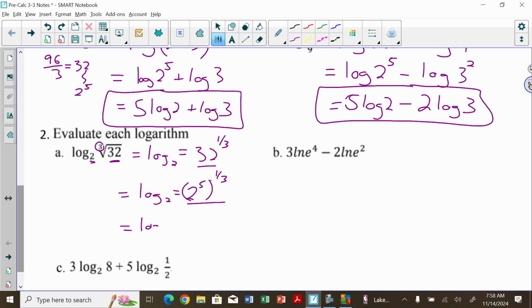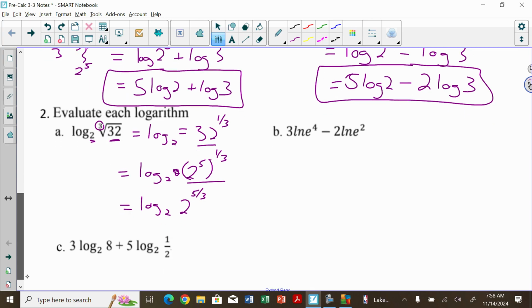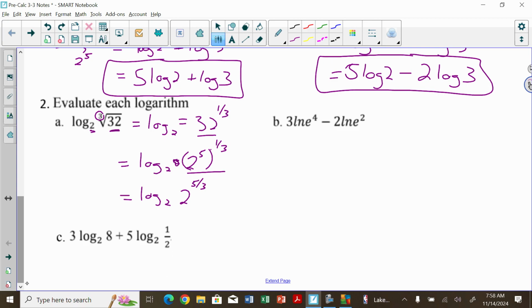So I've got log base 2, and I guess you need that equal sign there, and then 2 to the 5/3 power. Now, I'll go one step further and then we'll talk about it. The power property says I can move this power down in front of it. So I would say 5/3 log base 2 of 2.